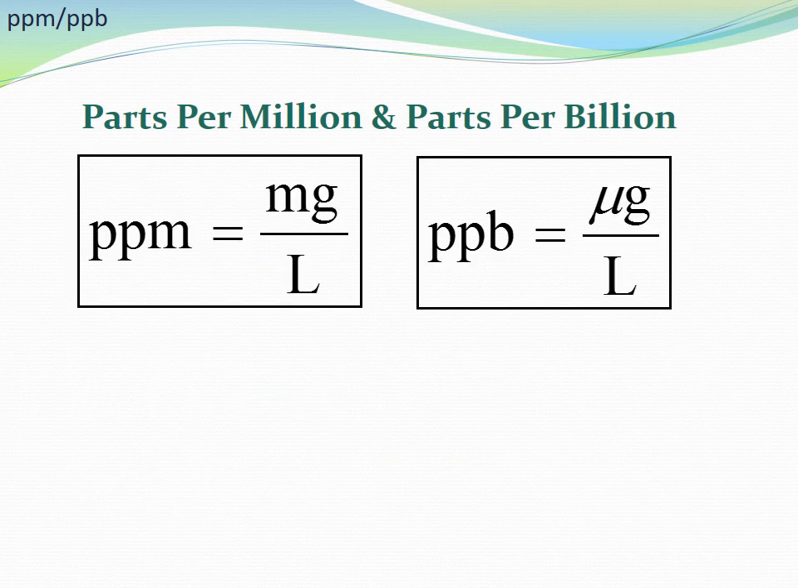So these are the two formulas that you will want to add to your formula sheet. Parts per million equals milligrams divided by liters, and parts per billion equals micrograms divided by liters. Pause and put these on your formula sheet.